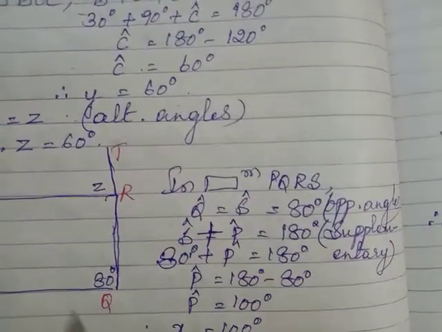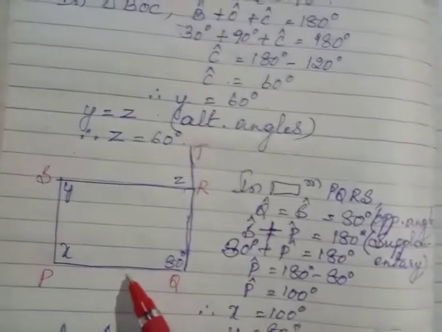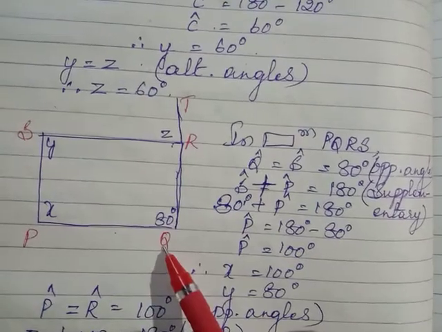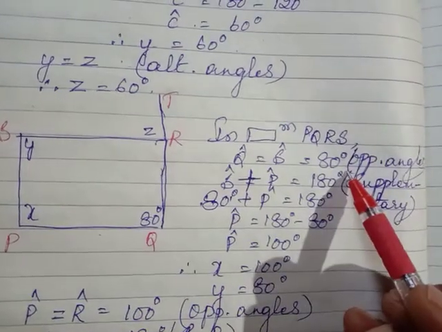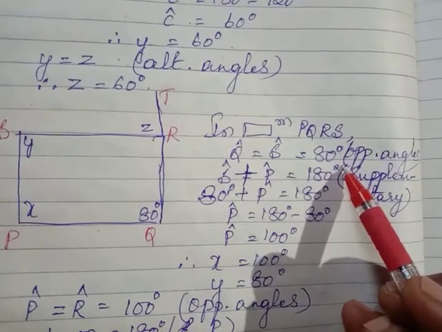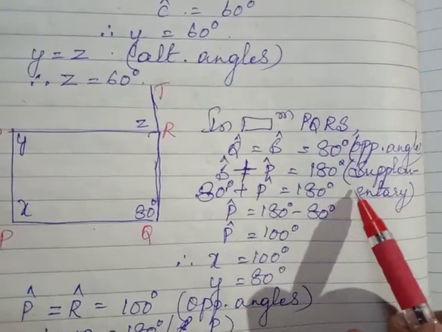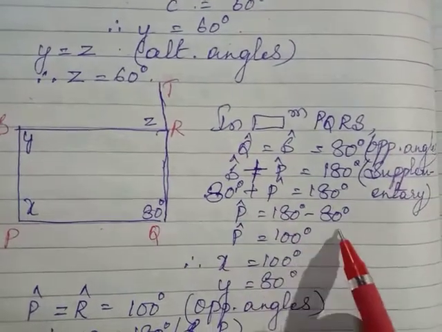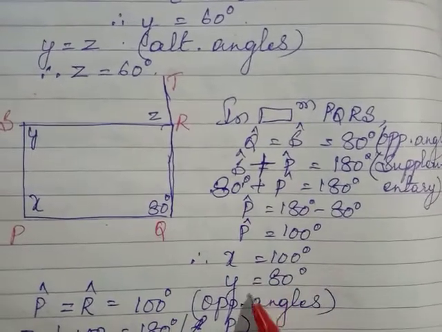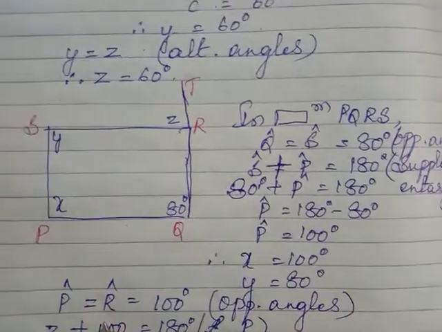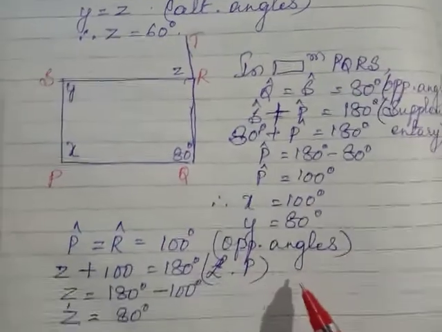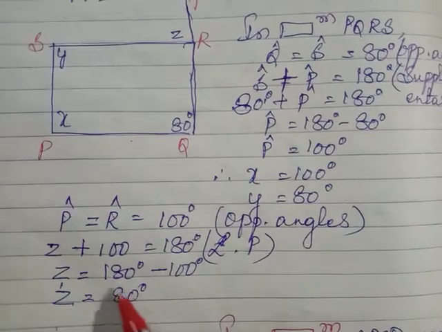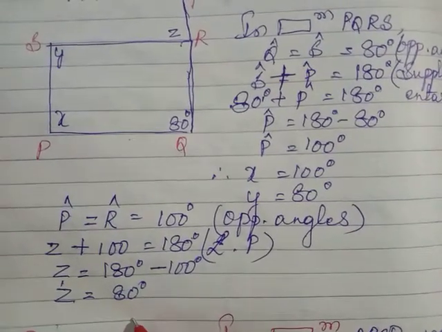Next, in this parallelogram PQRS, angle Q is equal to angle S. So Y is equal to 80 degree. Angle S plus angle P is equal to 180, supplementary or adjacent. 80 plus P is equal to 180. P is equal to 180 minus 80, 100 degree. X is equal to 100, Y is equal to 80. Angle P is equal to angle R is equal to 100, opposite angles. Z plus 100 is equal to 180, linear pair of angles. Z is equal to 180 minus 100, Z is equal to 80 degree.